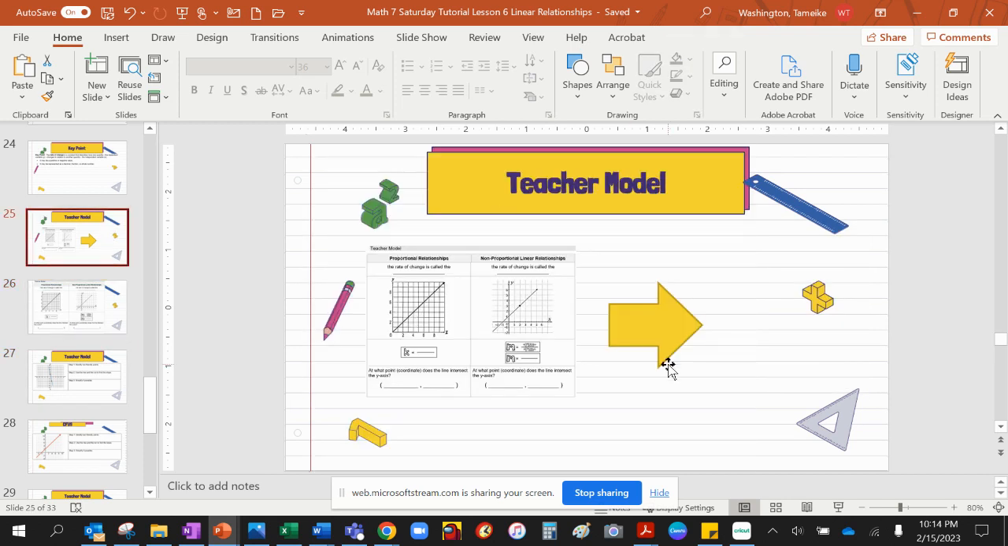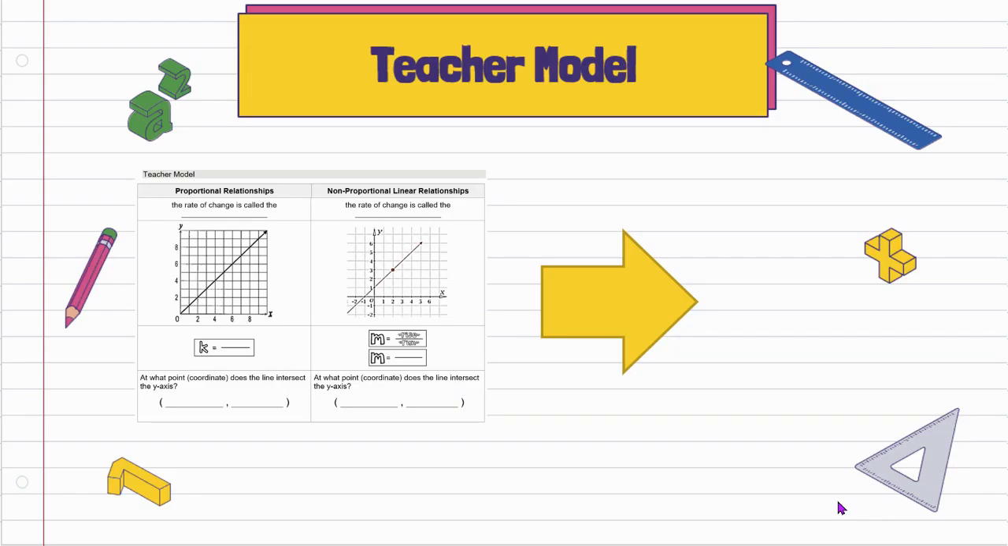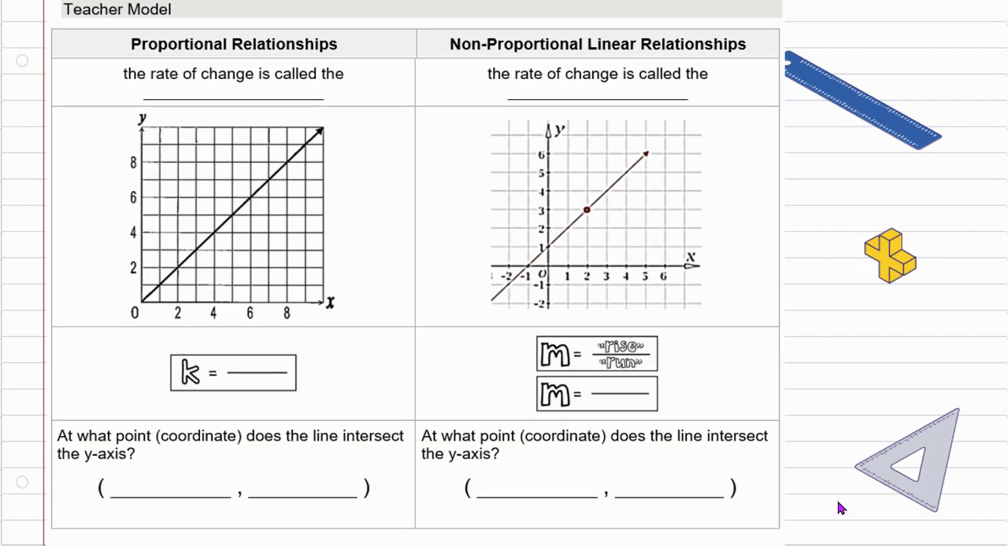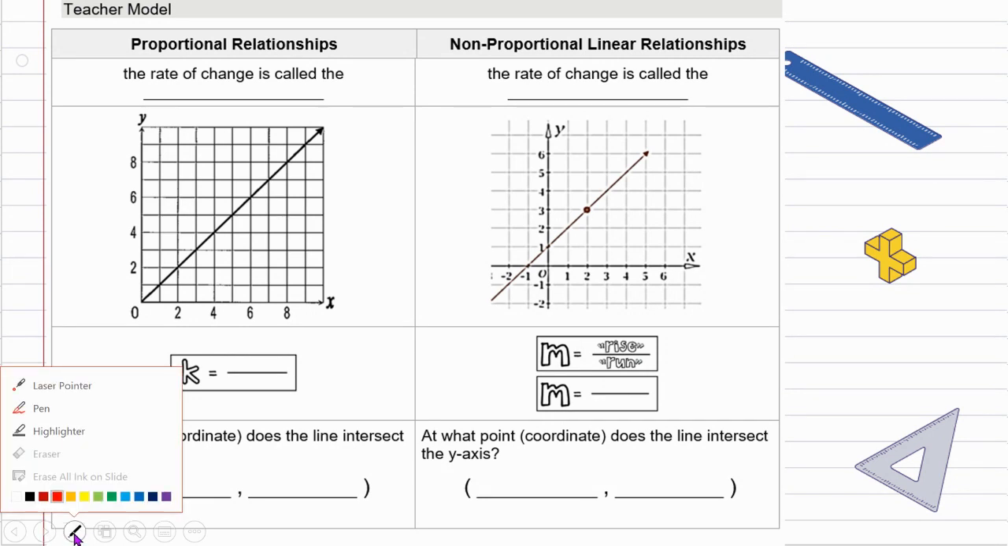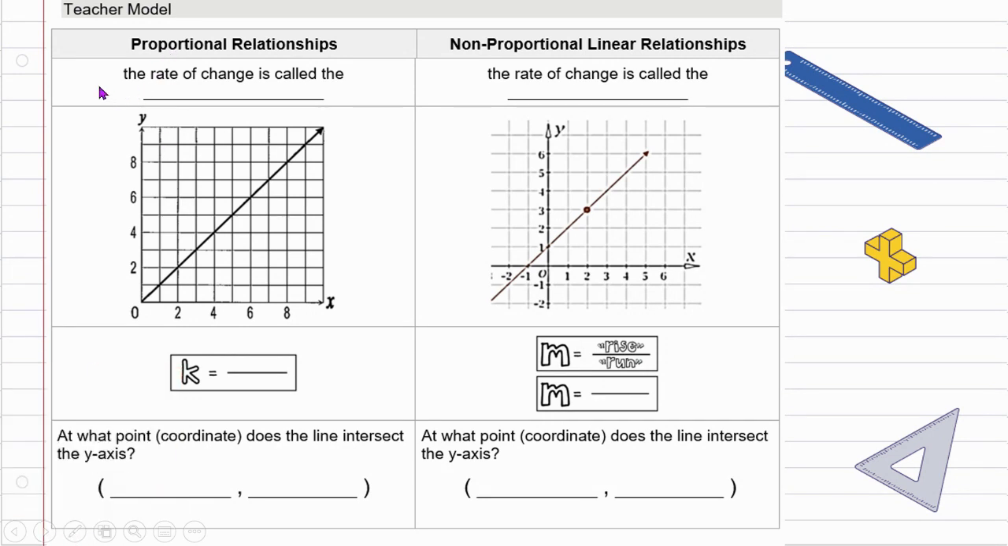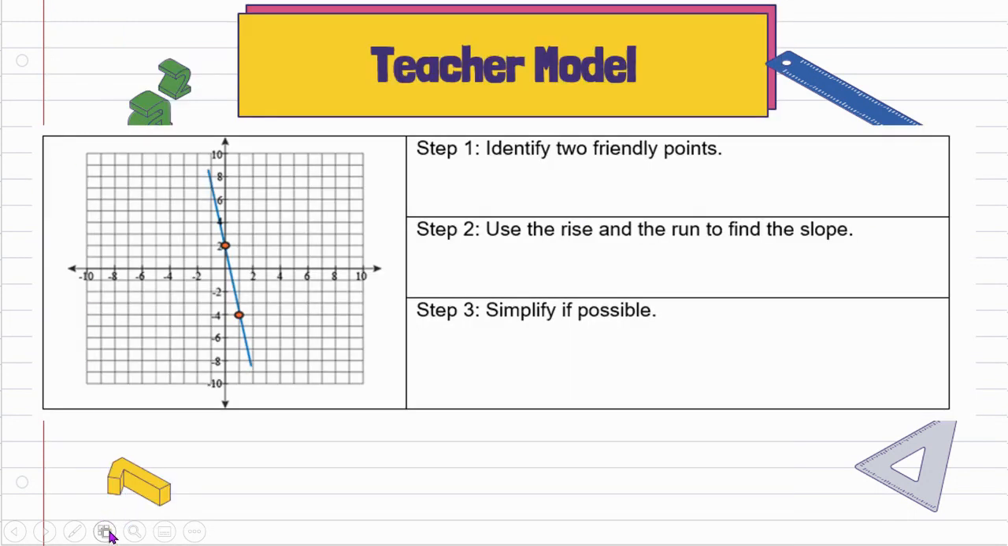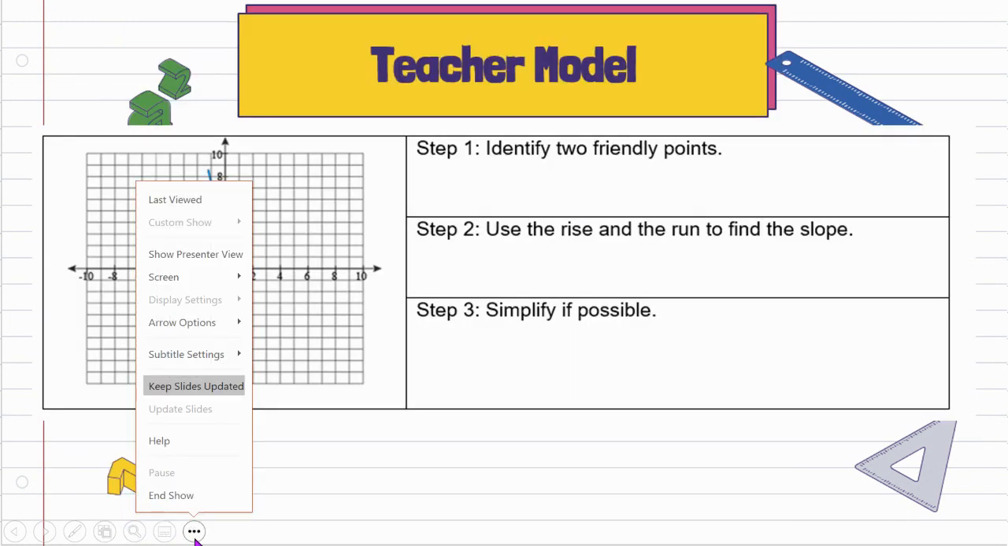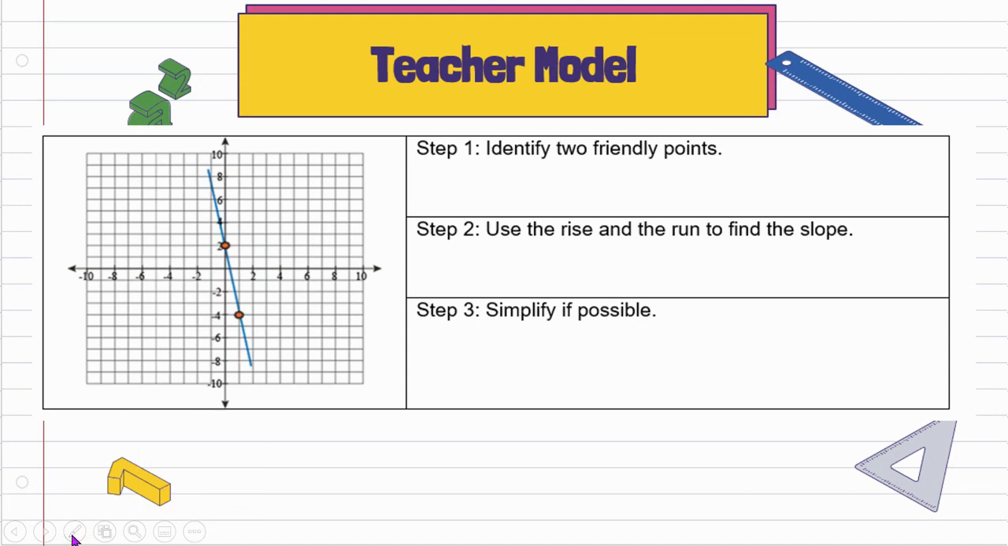You're going to be able to find the rate of change in proportional and non-proportional relationships. First, let's take a look at the proportional relationship. On the left, the rate of change in a proportional relationship is called the constant of proportionality. We can abbreviate that by calling it the COP.